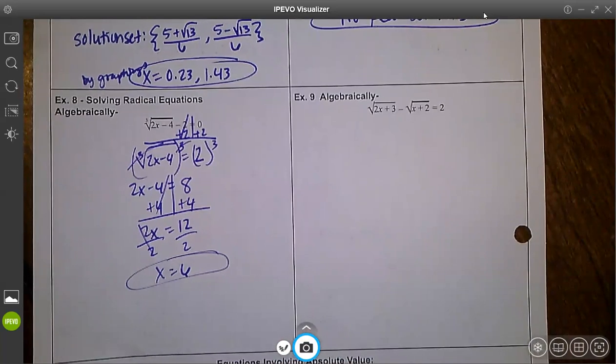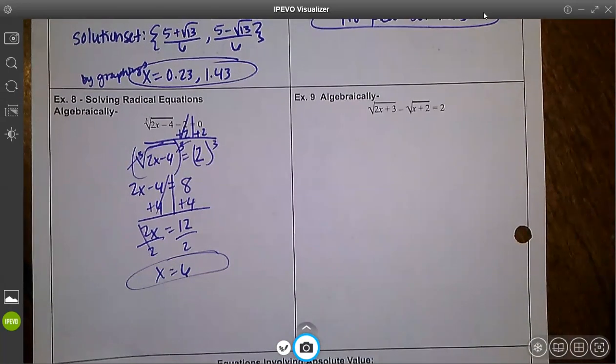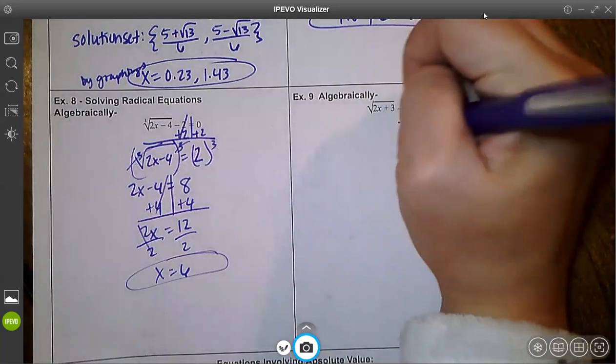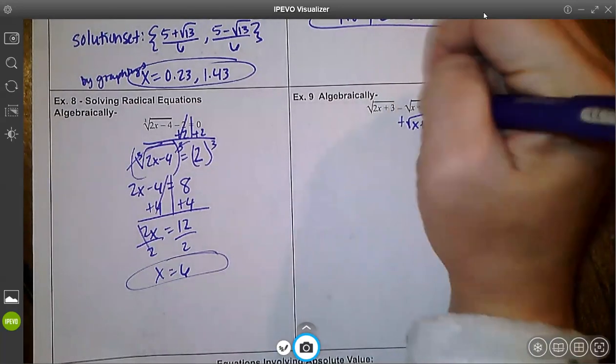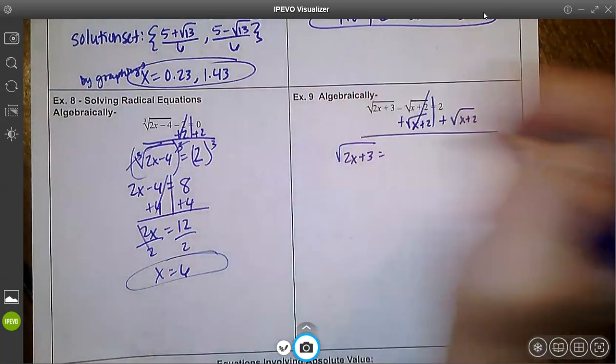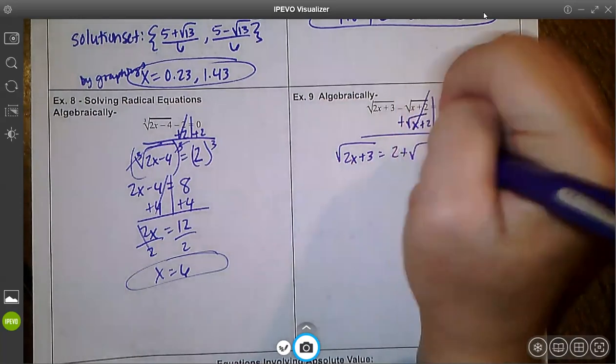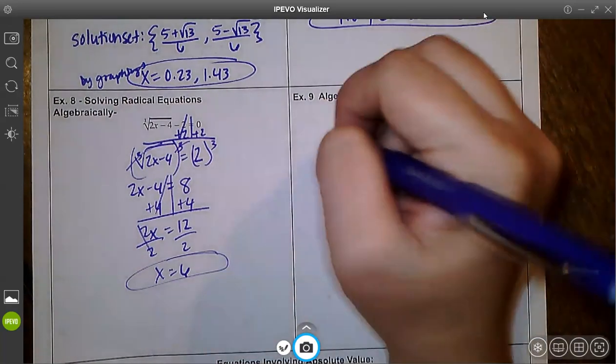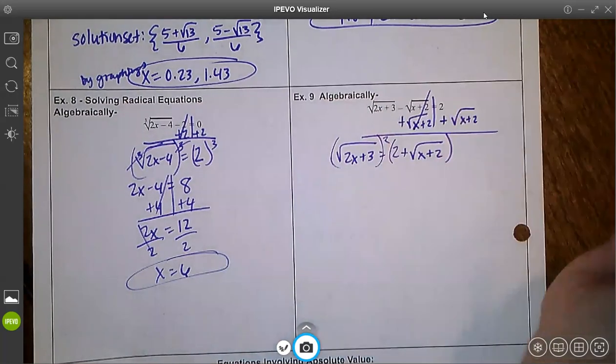When you have two radicals, you want to separate those radicals first, and then square both sides to get rid of one of the radicals. So I'm going to add the square root of x plus 2 to both sides. Now that I have one radical by itself, I'm going to square both sides.